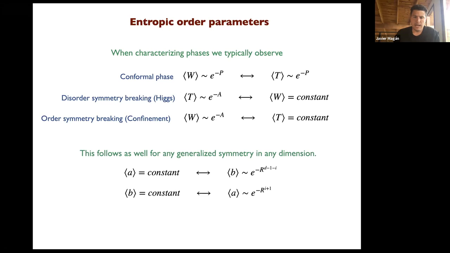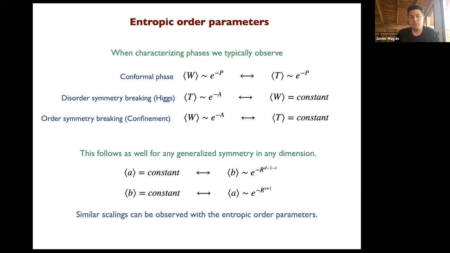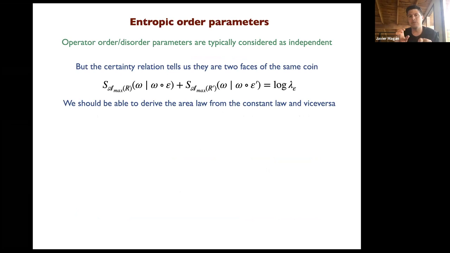Since the entropic order and disorder parameters are functionals of the statistics of the non-local operators, we can obtain similar scalings for these entropic order parameters. But of course, this is not very surprising, and it does not bring anything new to the game. What is new is that while in the operator approach, the characterization of phases by means of the order or disorder parameter is typically considered independent, maybe dual to each other, but independent, the entropic approach through the certainty relation transparently shows that they are two faces of the same coin. In particular, we should be able to derive the area law from the perimeter law and vice versa, for example. At present, we do not have a rigorous proof of this, but we have a non-trivial and suggestive argument. So let me explain it.